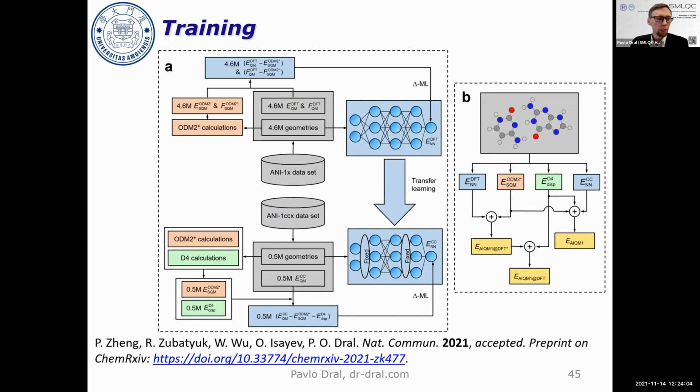And how we trained this model is that we took almost 5 million data points, energies plus forces, calculated at DFT level. We trained on the difference to semi-empirical predictions, and then we did transfer learning to get the coupled cluster accuracy for a data set with half a million points. If you add all these corrections together, then you will get AIQM1.